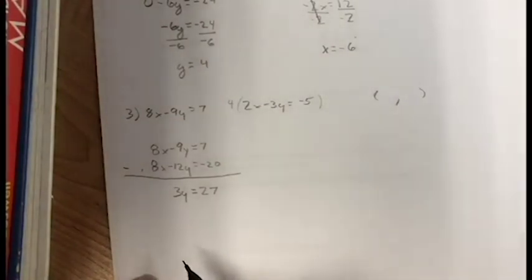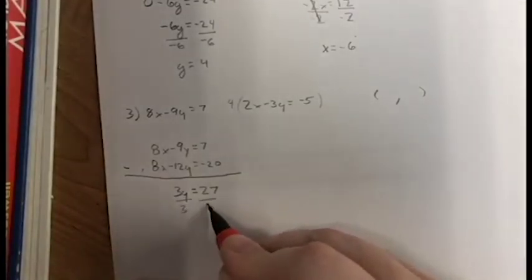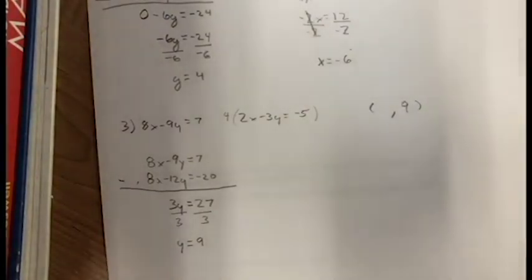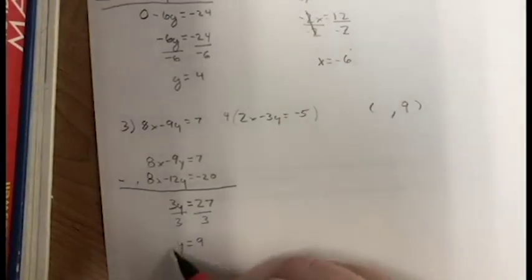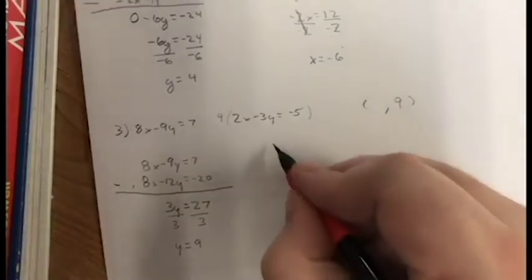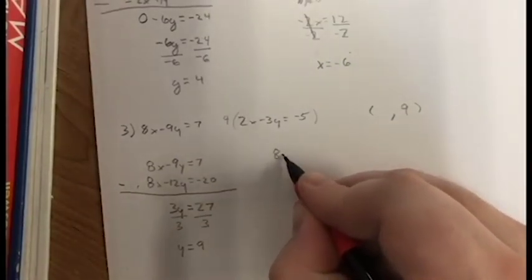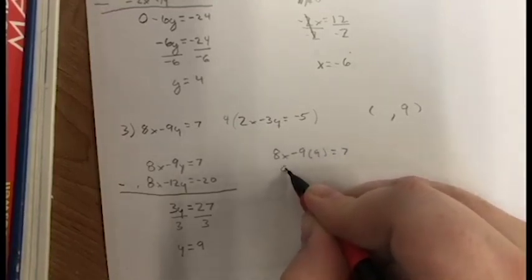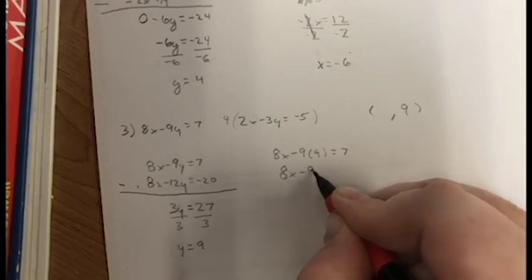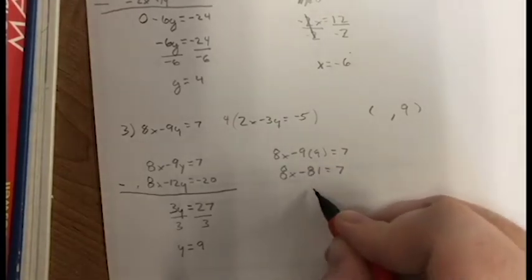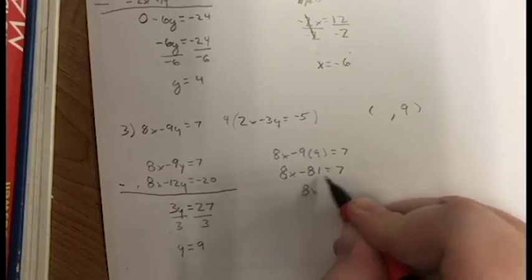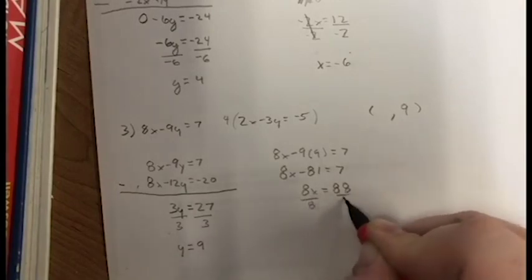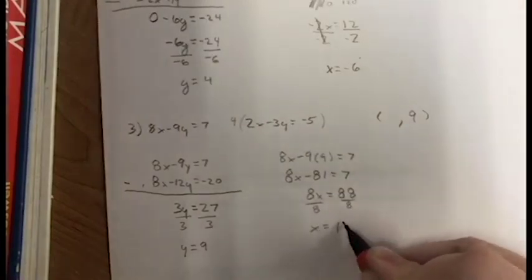Now, step 3, let's solve for y. All I have to do is divide by 3 on both sides, so y is equal to 9. Now that I know this, I plug y back into one of my original equations. So let's do it: 8x minus 9 times 9 equals 7. Let's keep simplifying. 8x minus 81 is equal to 7. We add 81 to both sides, which gives me 88, and then we divide by 8 on both sides, and I get that x is equal to 11.